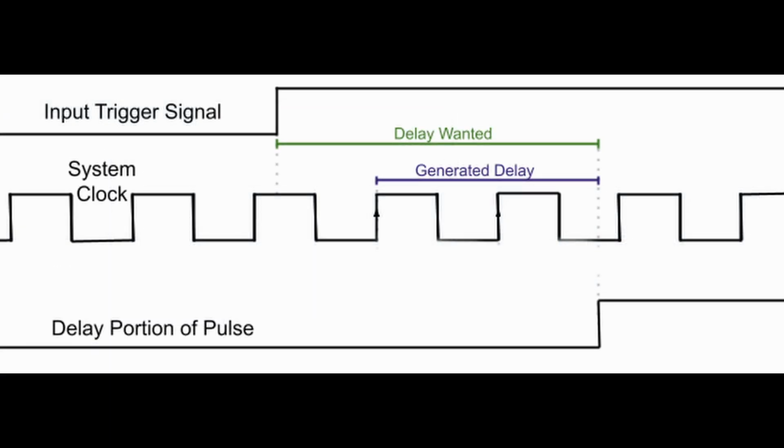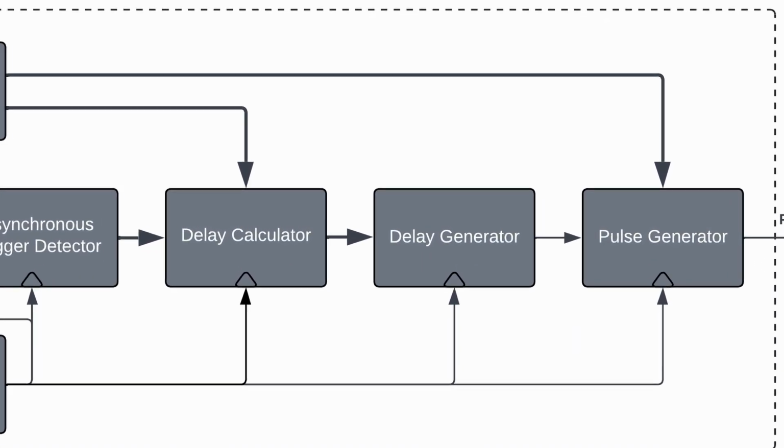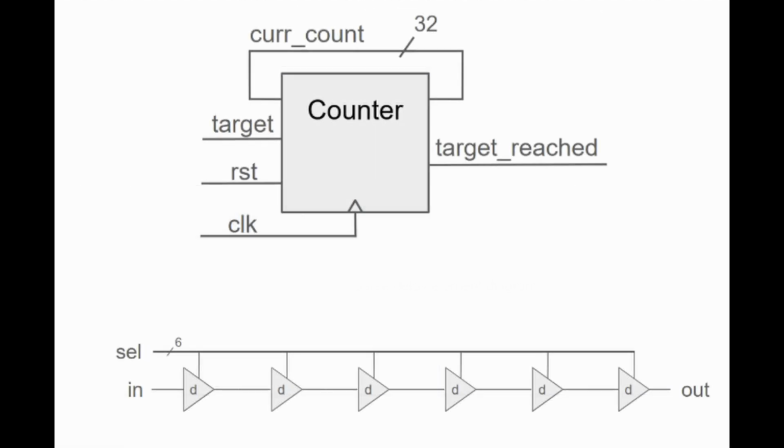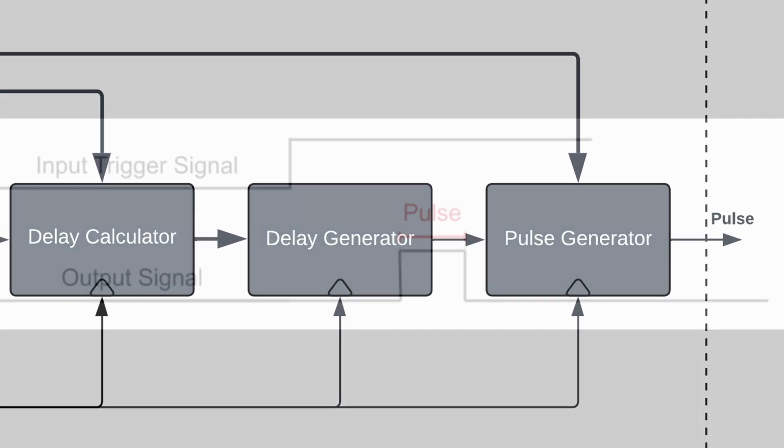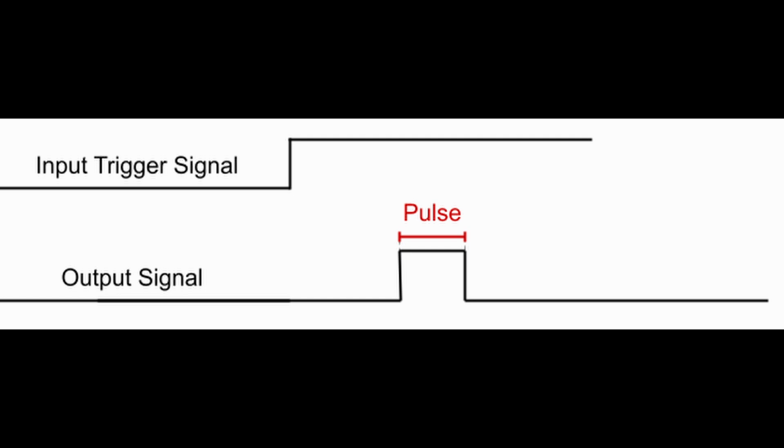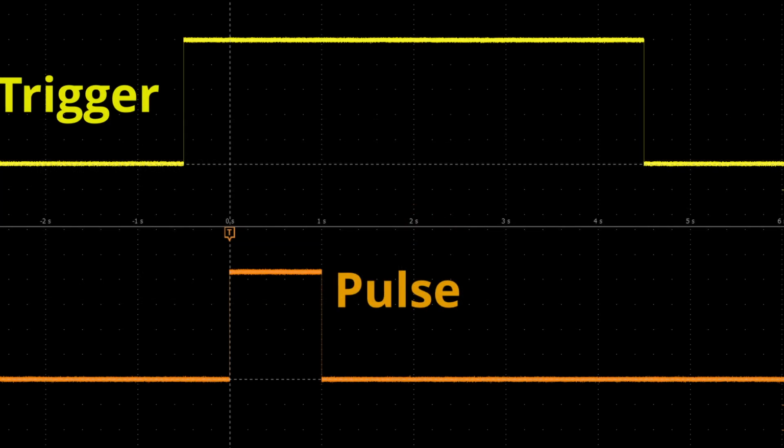The system clock won't be able to perfectly align with the trigger because the trigger is asynchronous. To account for this, the delay calculator determines the necessary combination of coarse and fine delay needed to achieve the desired delay value. The delay generator implements the delay calculated by the delay calculator. It includes two components, a coarse delay counter that advances in 5 nanosecond steps, and a fine delay element that fills in the sub-cycle remainder with picosecond resolution. Finally, the pulse generator activates the output signal after the calculated delay. It holds the output high for the programmed pulse duration and then shuts off, completing the timing sequence with nanosecond level accuracy.